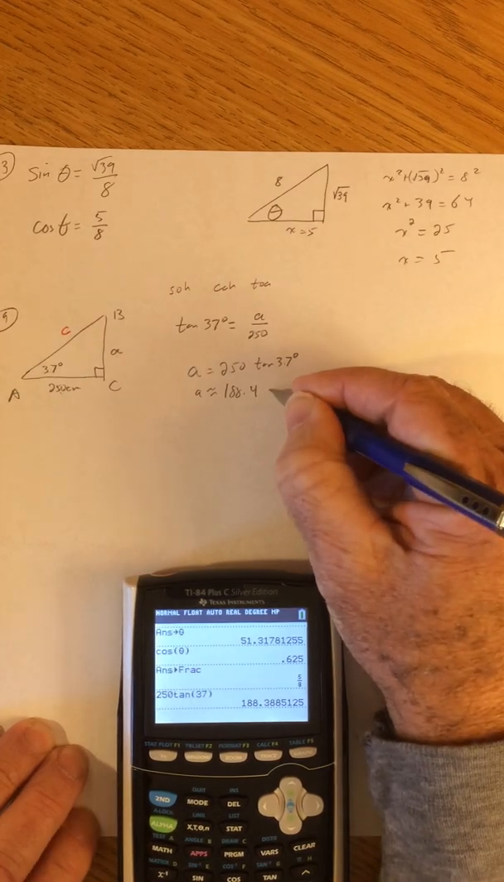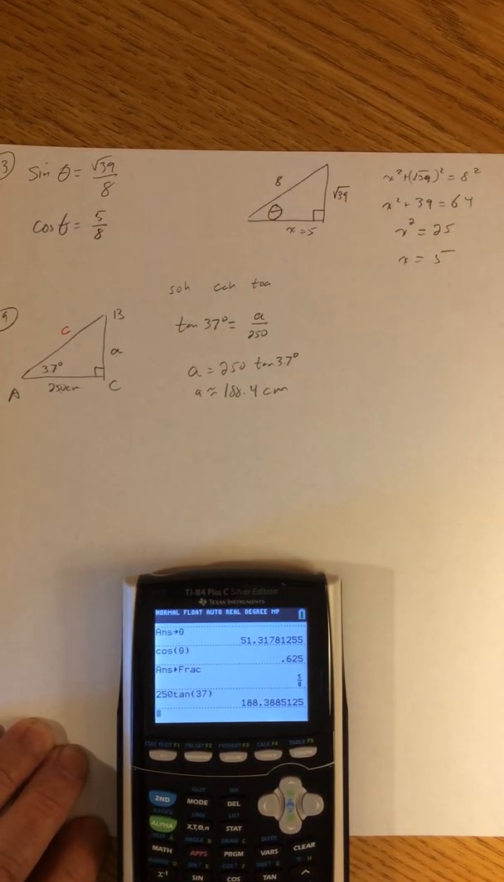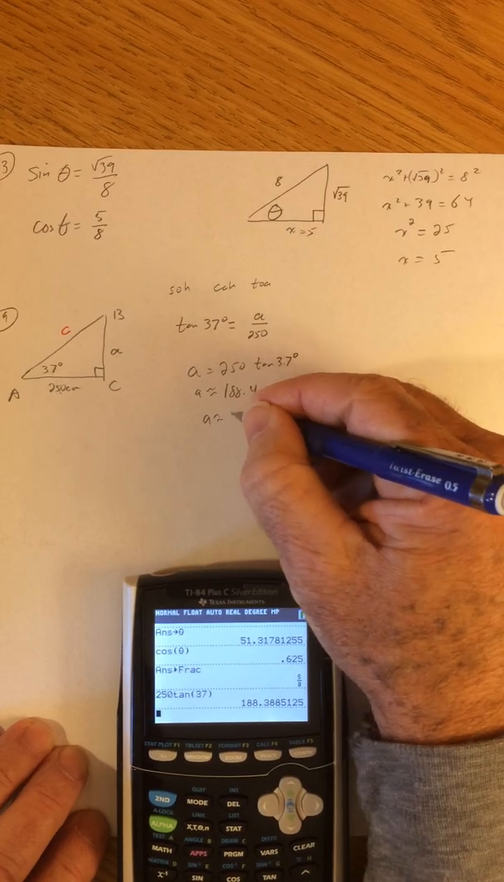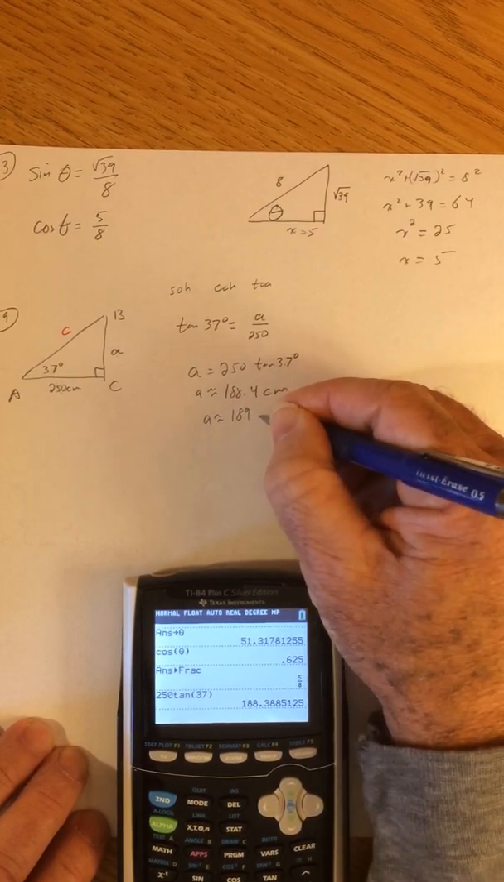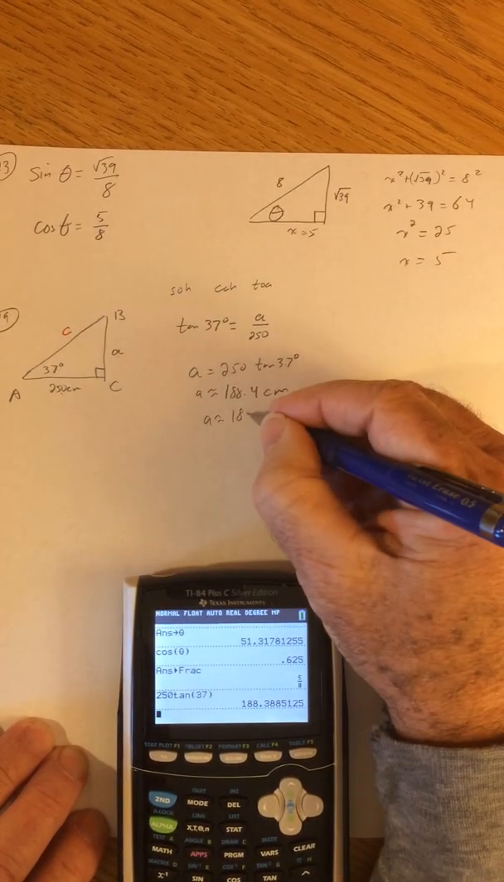And the units there are centimeters. Okay, now the directions say to round to the nearest whole number. All right, so we can do that. That is 189 centimeters, or pardon me, 188, I should say. 4 rounds down.